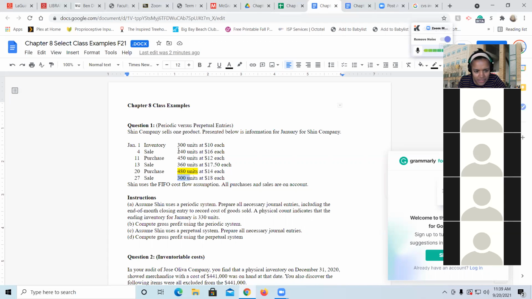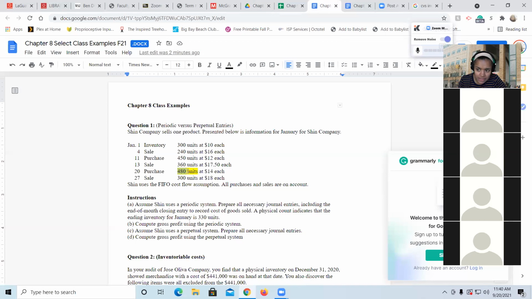So let's see how many units were sold in total. It's 240 plus 360 is 600, plus another 300 is 900, right? So you sold 300, another 450, that's 750. So you still need more. So out of here, you would have sold 150 and there will be 330 left over.